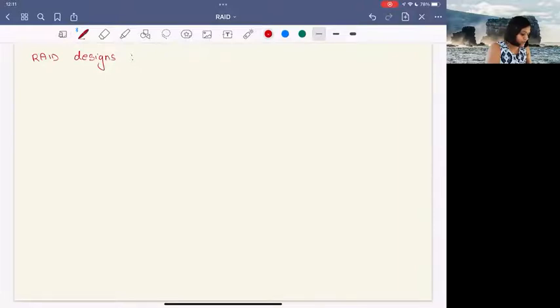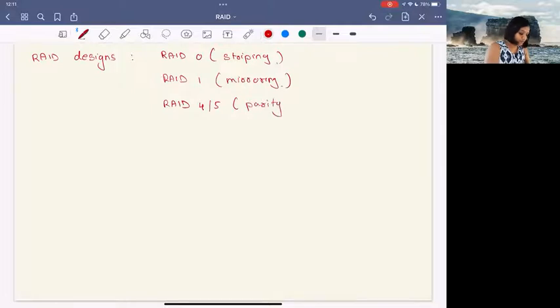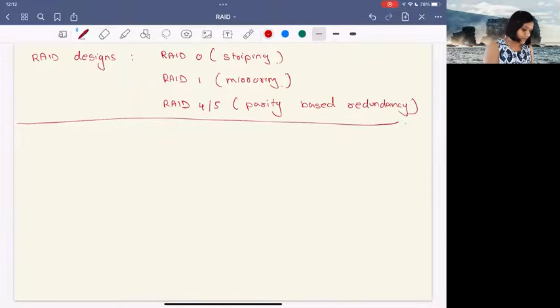Today we are going to discuss some of the most popular RAID designs, such as RAID 0, also called striping, RAID 1, also called mirroring, RAID 4, and we'll touch on RAID 5. RAID 4 and 5 are very similar to each other, you'll see. But most popularly, we use RAID 5 today, because it's very similar to RAID 4, it has almost overtaken RAID 4. But to understand RAID 5, it's first important to understand RAID 4. And these both are parity-based redundancy. So these are the RAID designs that we'll be discussing. Let's start with RAID 0.